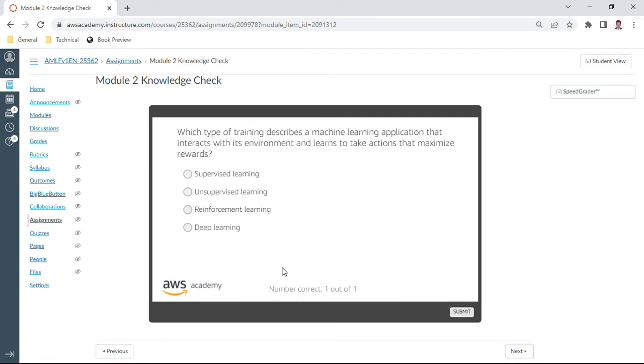The second one: which type of training describes a machine learning application that interacts with its environment and learns to take actions that maximize rewards? This is reinforcement learning. C is the right answer.